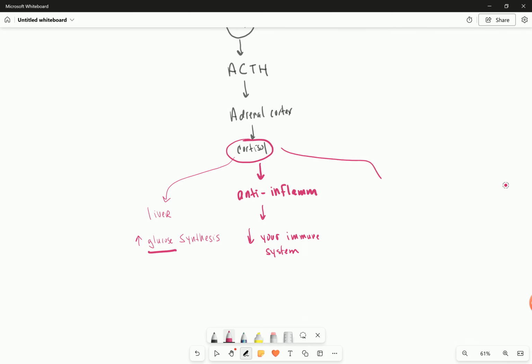If cortisol goes to muscle, then it's going to increase protein breakdown. And if cortisol goes to adipose tissue, then it increases lipolysis.